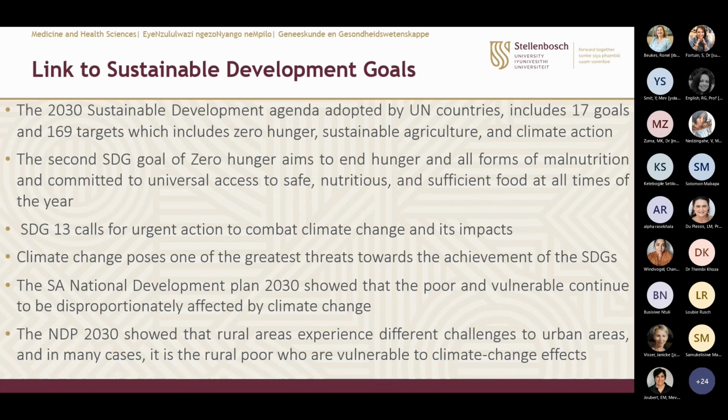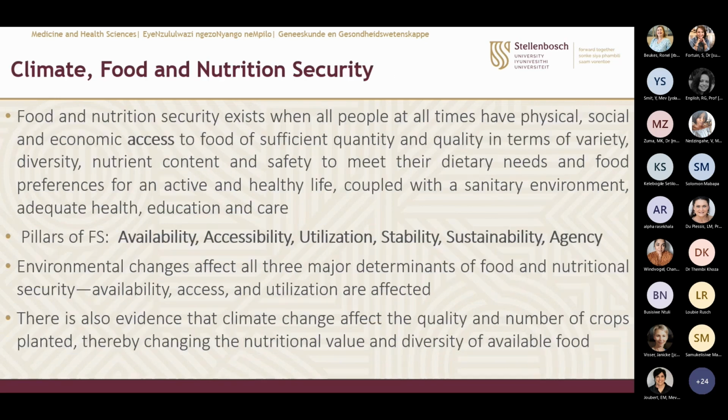So in that development plan, it was shown that the poor and vulnerable continue to be disproportionately affected by climate change. And it was also part of the South African agenda. But it also showed that rural areas experience different challenges to urban areas in many cases. So it is the poor who are vulnerable to climate change effects, which with more research, I think we will see that that might be changing in terms of the urban poor.